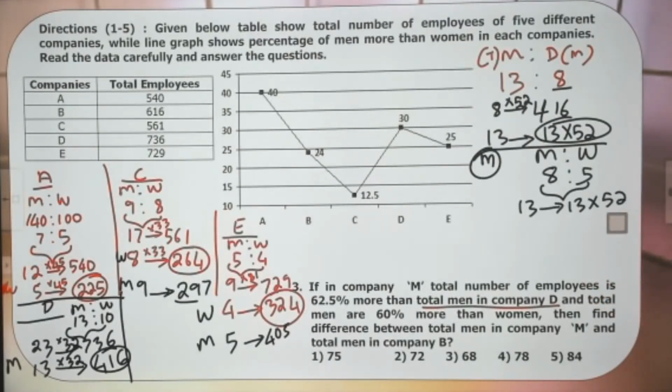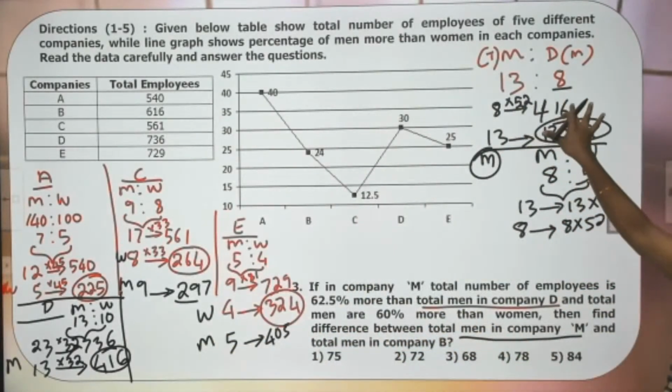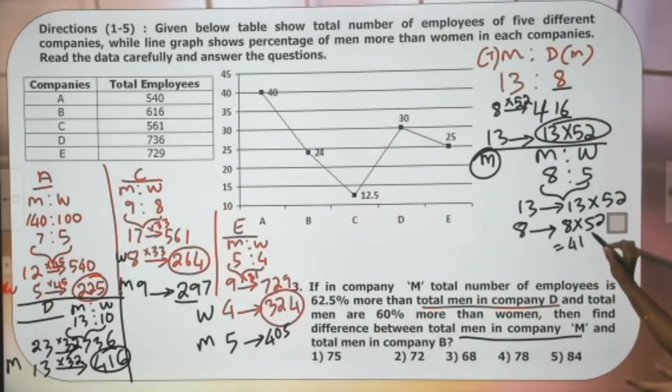Now the number of male employees. What is asked? Find the difference between the total men in company M and company B. What is the men value of M? Men in company M is 8. So 13 is 13 into 52, so 8 will be 8 into 52. We have already seen that 8 into 52 is 416. So this value is 416.